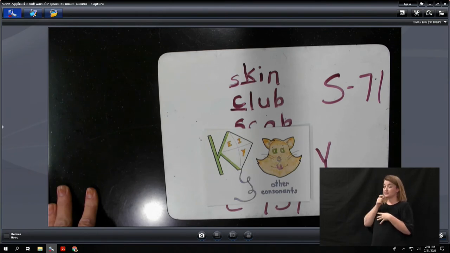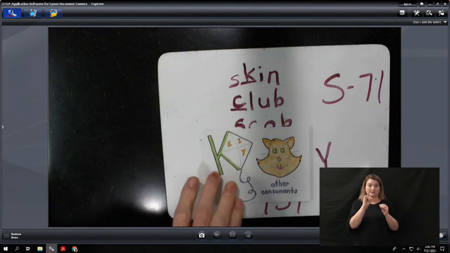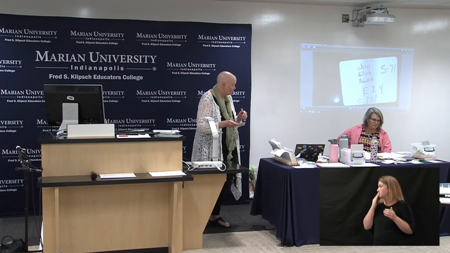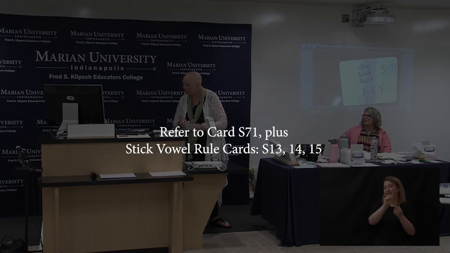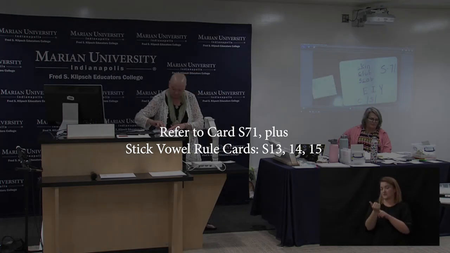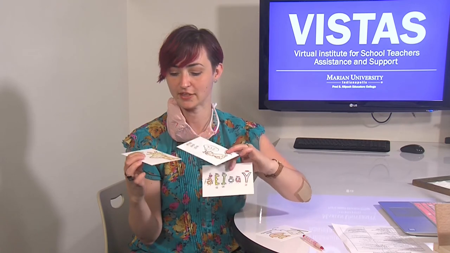And then the other partner is going to teach the stick vowel rule. Okay? Jamie, what card number was that stick vowel rule? Probably comes right by S71. What is it? S13, 14, 15. Okay. One of you is going to teach C versus K, and one of you is going to do the stick vowel. So if you happen to have your supplemental deck, the stick vowel and then the C and the G card are S13, S14, and S15, if you have those.